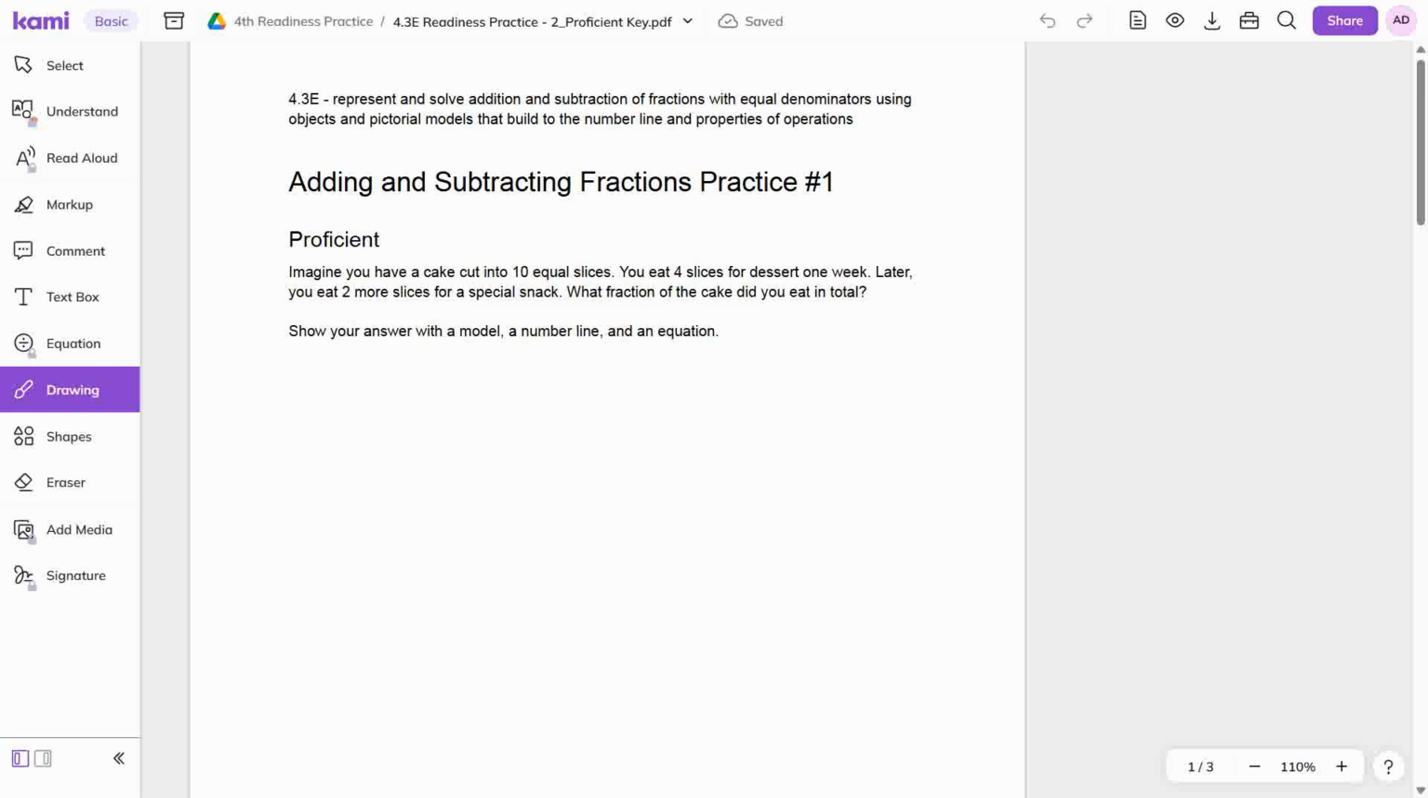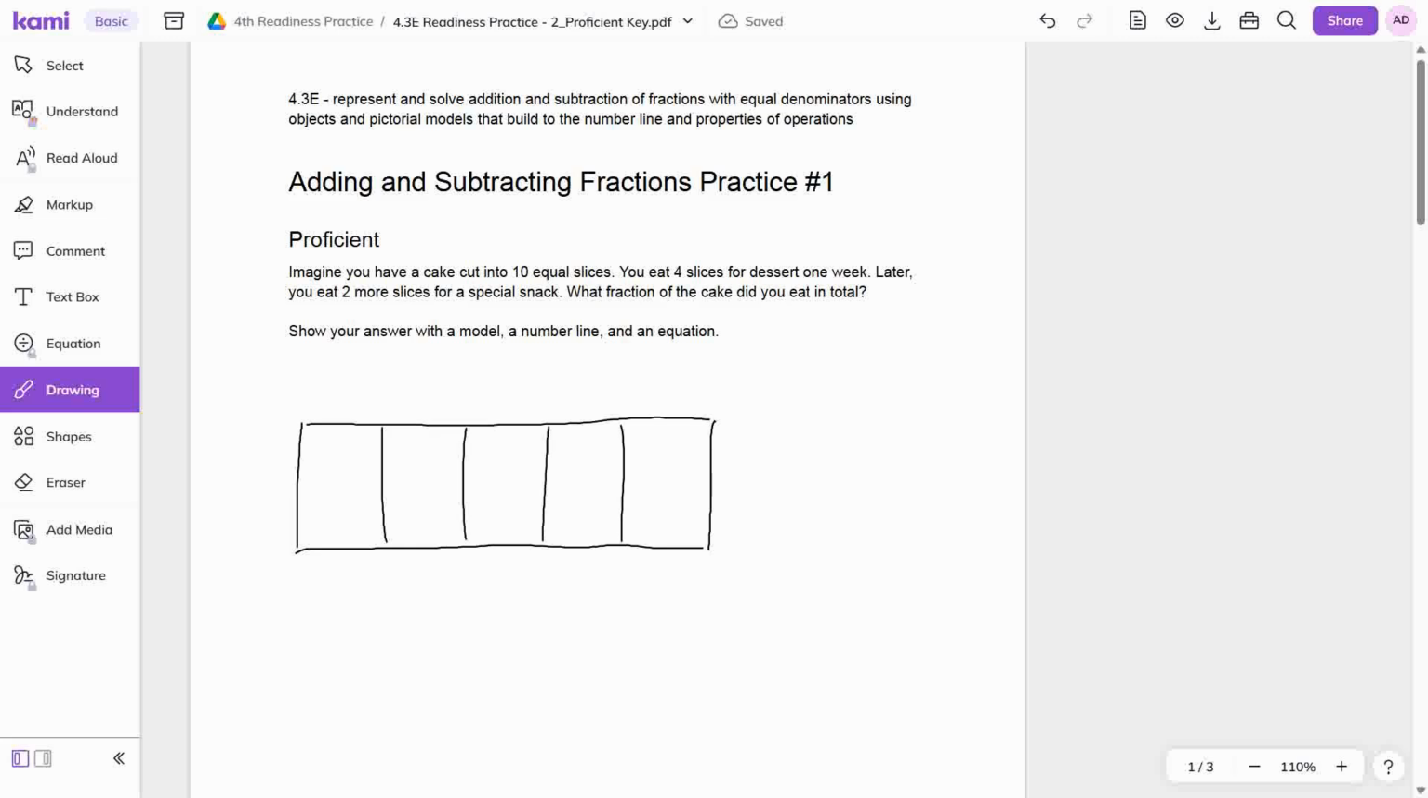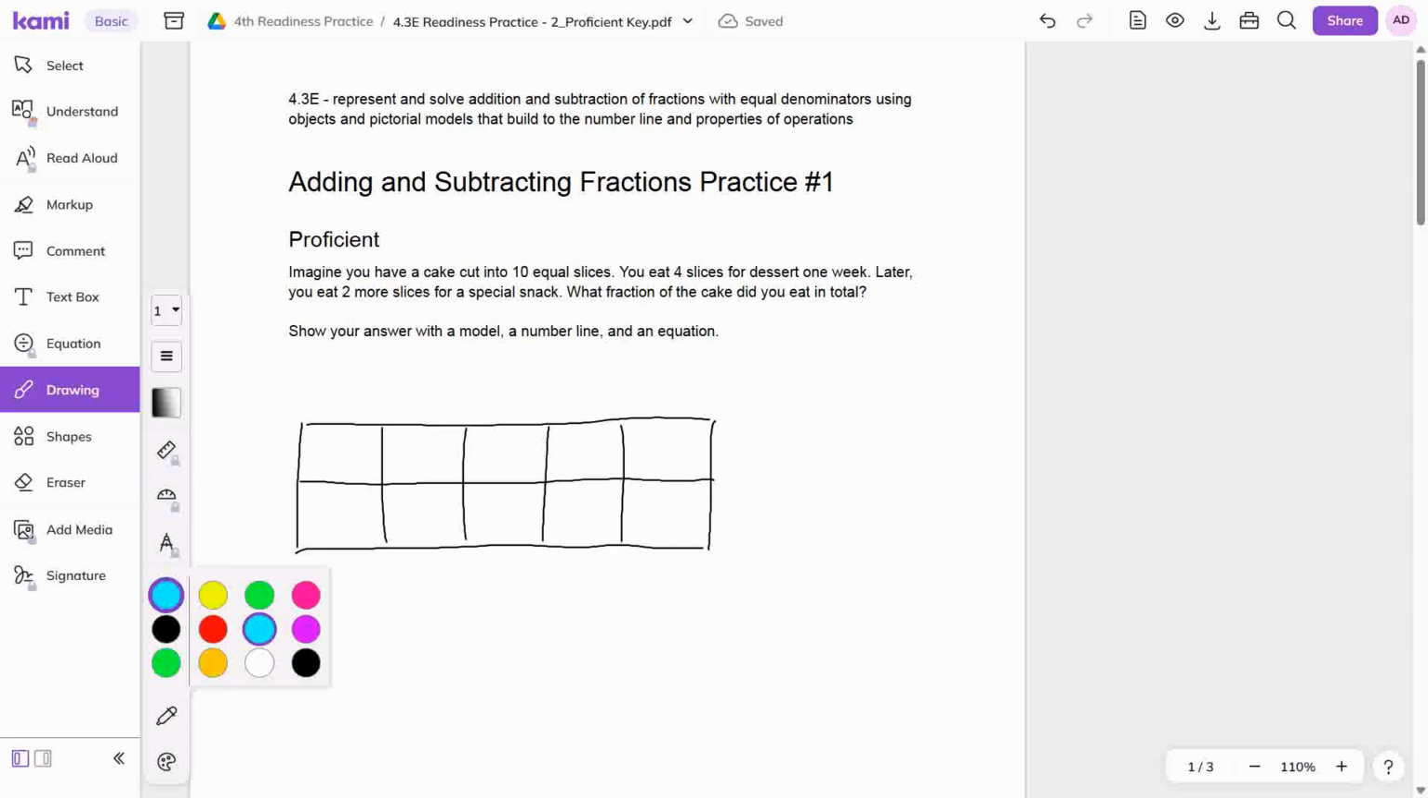So our first problem today for adding and subtracting fractions has us looking at an imaginary cake. We have a cake that's cut into 10 equal slices. Let's make it a rectangular cake, that's going to be easiest for tenths. I want to make a 5 by 2, so I'm going to cut this into 5 slices here, and then I'm going to make each of those fifths in half. Now I've got tenths.